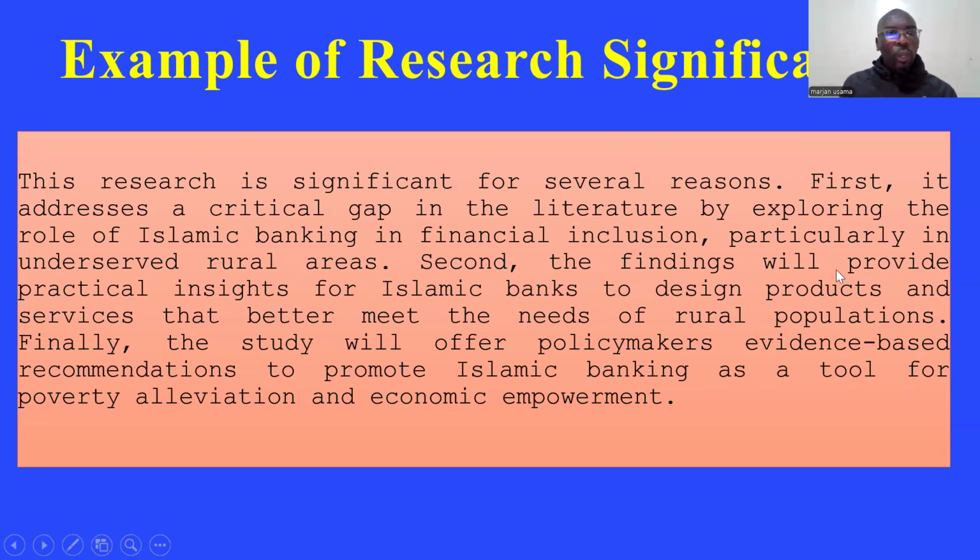Second, the finding will provide practical insight for Islamic banks to design products and services that better meet the needs of rural population. Finally, the study will do what? Will offer policymakers evidence-based recommendation to promote Islamic banking as a tool for poverty alleviation and economic what? Economic empowerment. So this is an example of research significance.